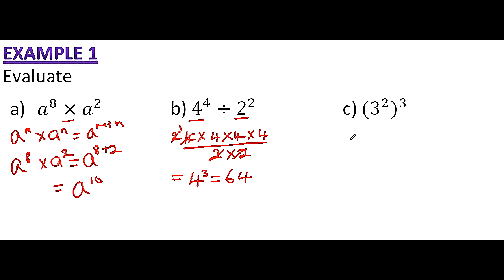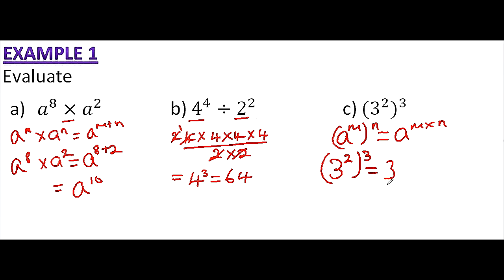Part C, we can apply the third rule of indices, that states that a to power m, in brackets, to power n, is equal to a to power m multiplied by n. You don't have to write the rule all the time, but I'm doing that so that you are able to follow. But once you understand, you just need to apply directly. So we have 3 to power 2, in brackets, to power 3. This is equal to 3 to power 2 multiplied by 3, which is equal to 3 to power 6. So that's how you work out that problem.